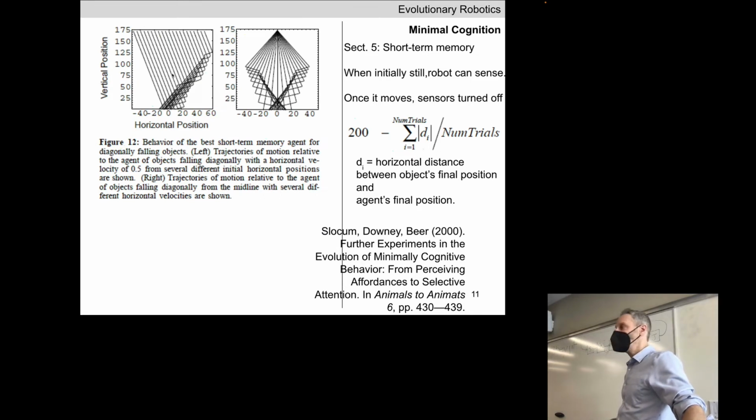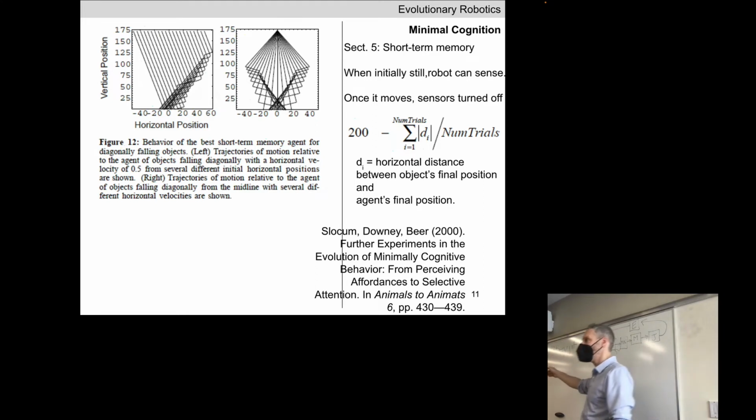This evolved CTRNN, evolved under diagonally falling objects, came up with a different solution. The robot also doesn't move for a while. You'll notice all of these lines are perfectly straight for a while, and then suddenly we start to get these kinked patterns, which represent the robot starting to move. So it's approaching the object by moving a little bit towards it, a little bit away, a little bit towards it, a little bit away, and a little bit towards it. Why?